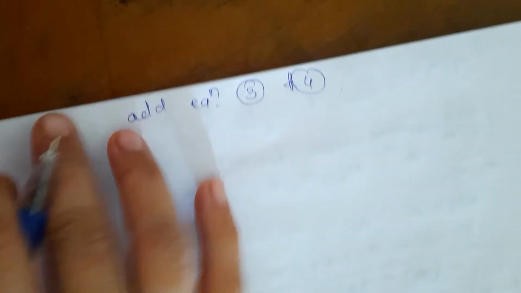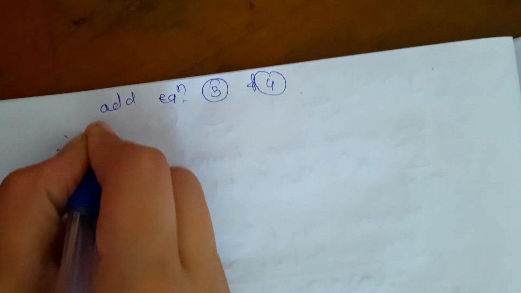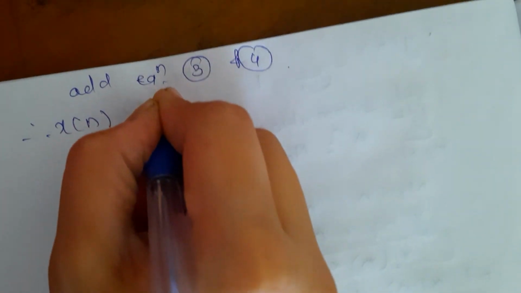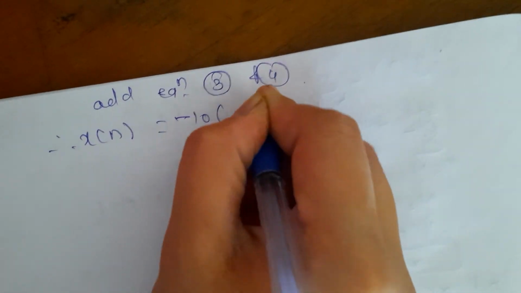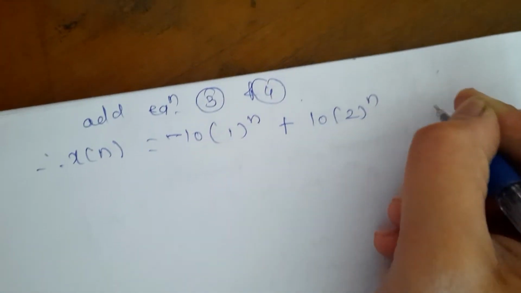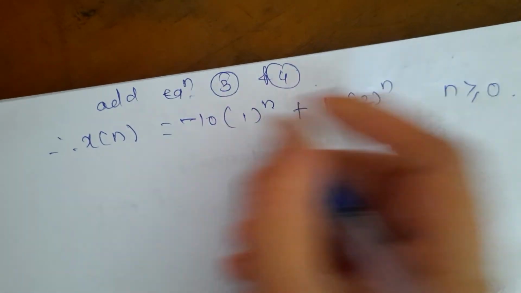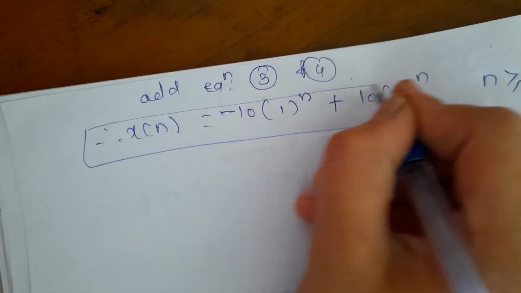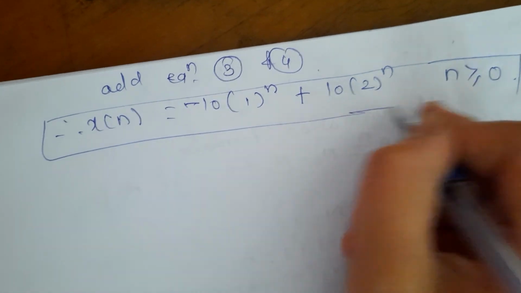Now the sequence x(n) is obtained by adding equations 3 and 4. So x(n) is equal to minus 10 into 1 raised to n plus 10 into 2 raised to n for n greater than or equal to 0. This is the final answer.